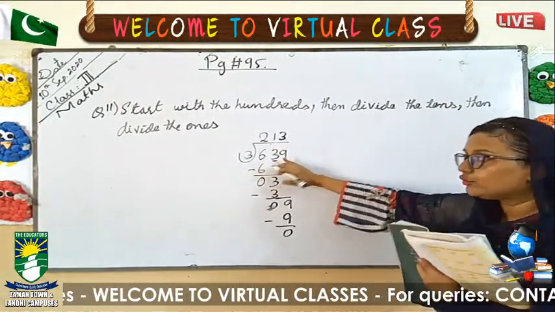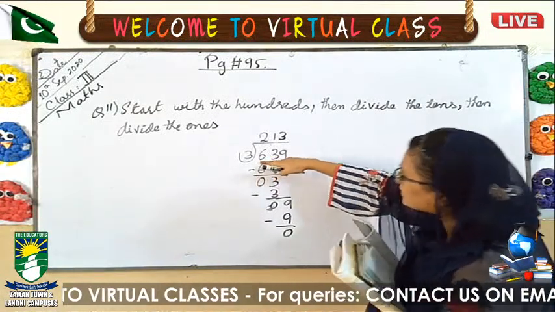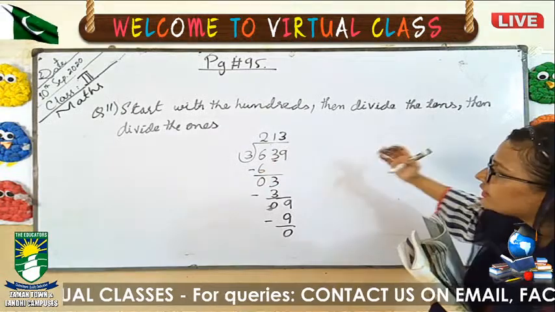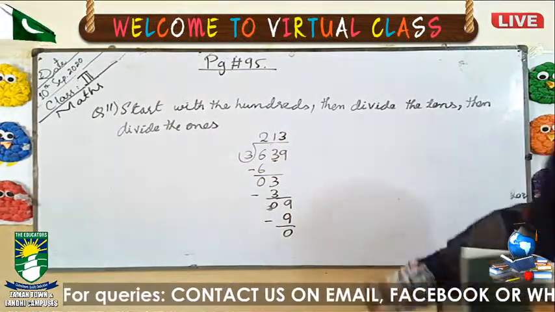Is it easy for you? What you will do, you will first divide the first digit, the hundreds place, then the tens, then move forward by single digit, you will simply divide it. Okay, now just come to the exercise.